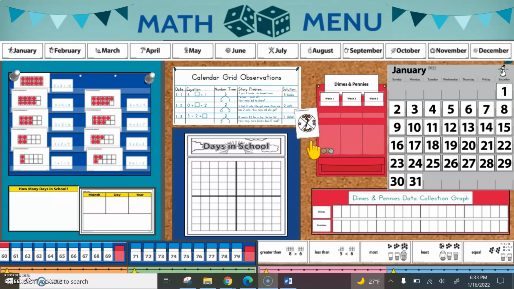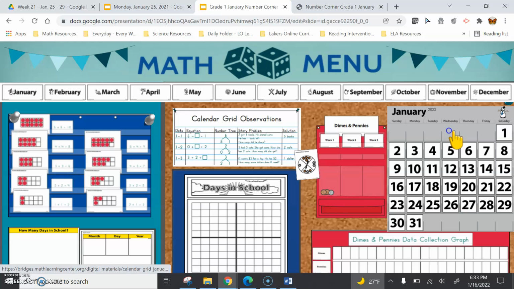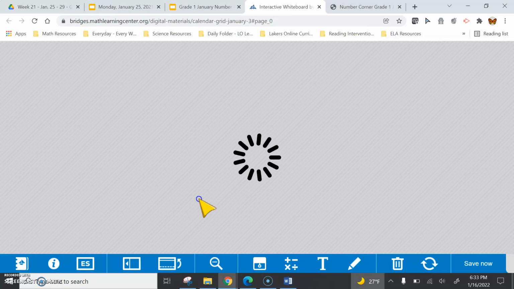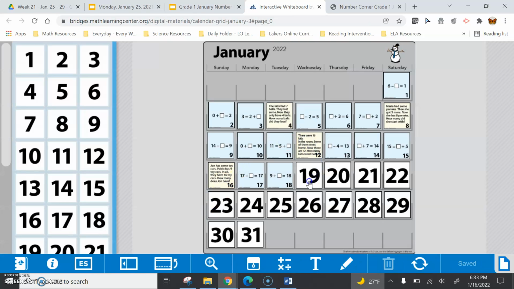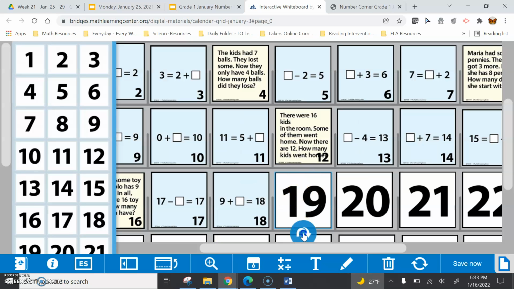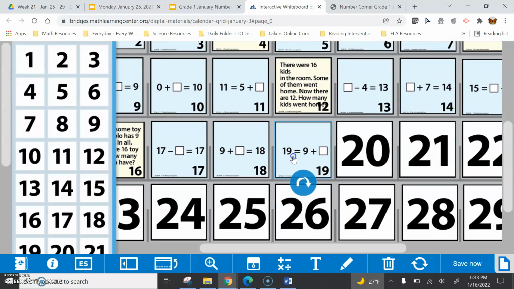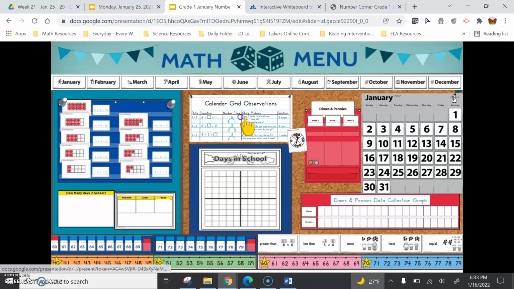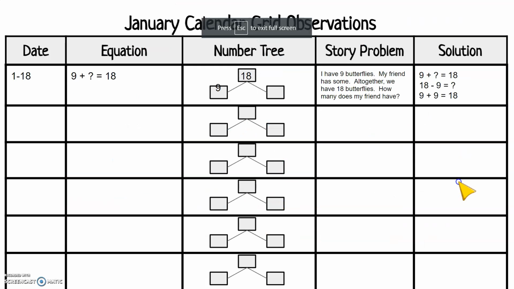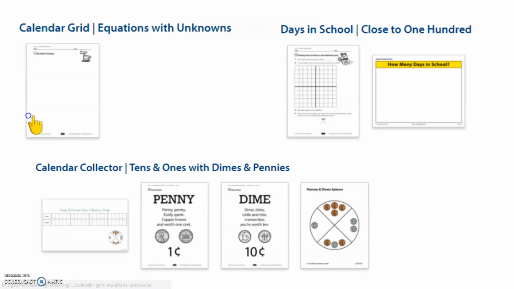Let's find out what's on our Number Corner calendar. Oh, wow. For today's card, we have the number 19 is equal to 9 plus something. Let's put this on our grid and we'll talk about it.